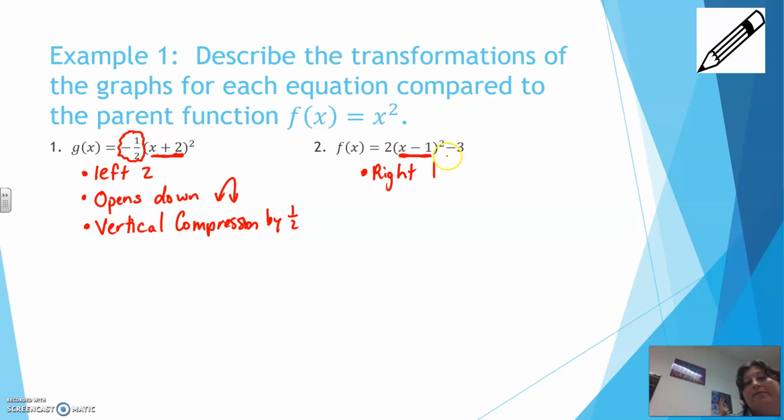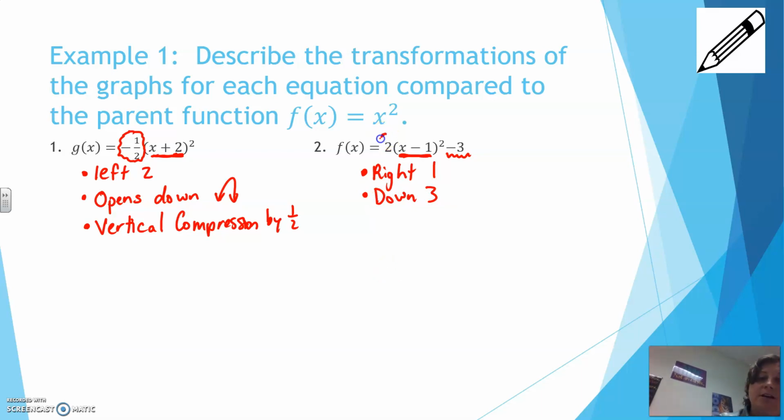This time, we have this minus 3 on the end. It's outside of the grouping symbol, so it's not with the x, which means it affects the y's values or it affects it vertically. Minus 3, it's vertical, so it does what I think it would do, so it goes down 3. So this parabola is going to shift 1 right and down 3.